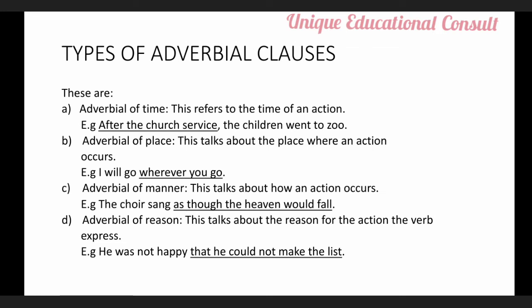Here we have types of adverbial clauses. The first one on the list is adverbial clause of time, and this refers to the time of an action. Yesterday, last year, this morning, and so on. So under this, we have an example. After the church service, that is underlined, and we have a comma there, the children went to the zoo.